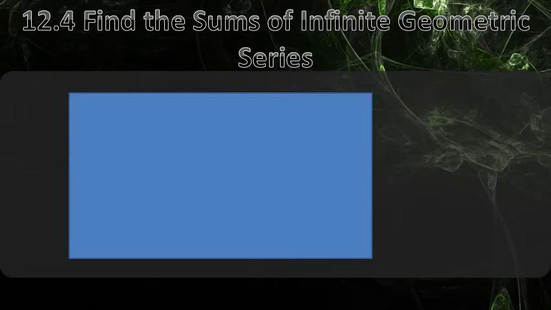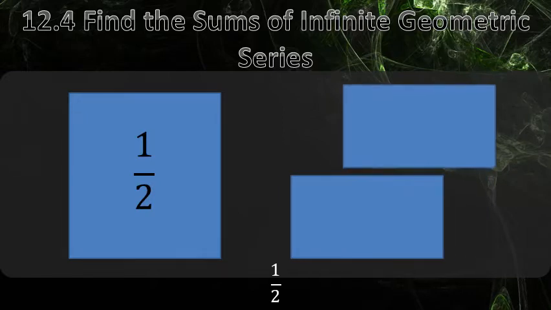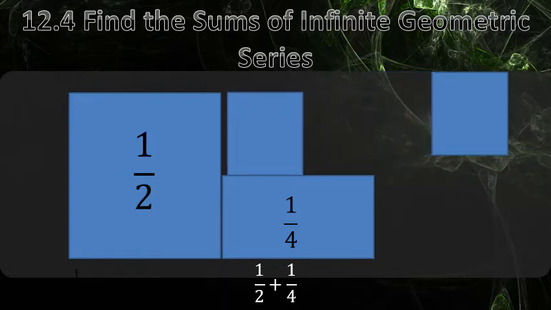So let's say we have this one big rectangle, and I divide it into two halves. And then I take the leftover piece and I cut it in half. And I move half of that half over there, which would be a quarter. So I now, on the left, have a half plus a quarter. And then I move half of what's left over there, so that would be adding on an eighth.